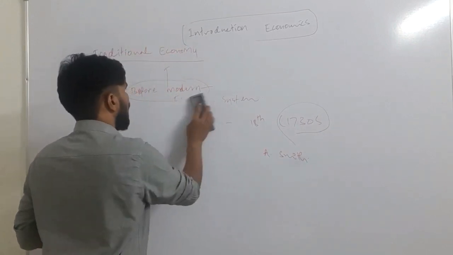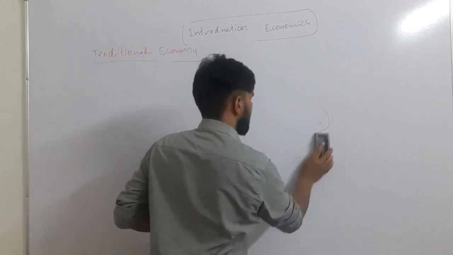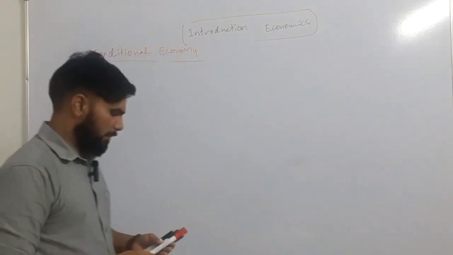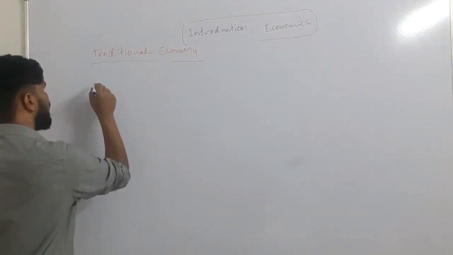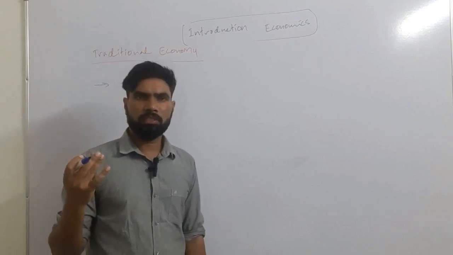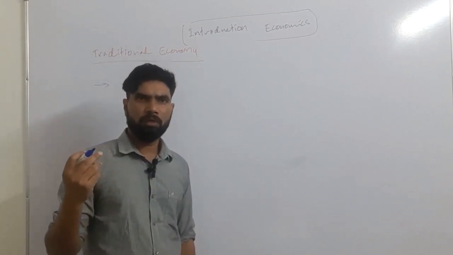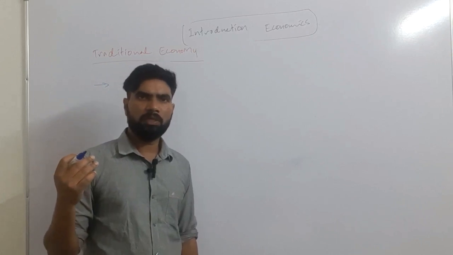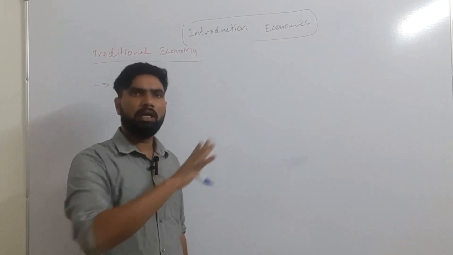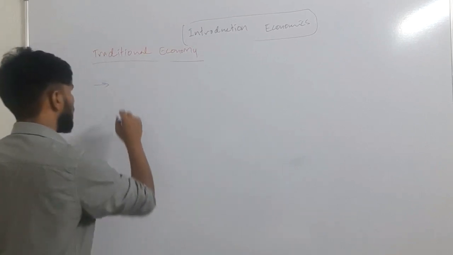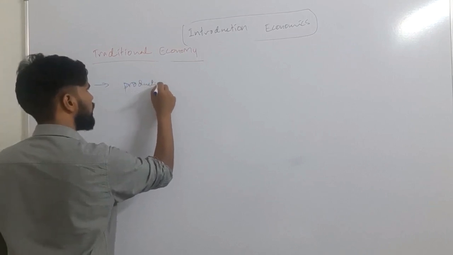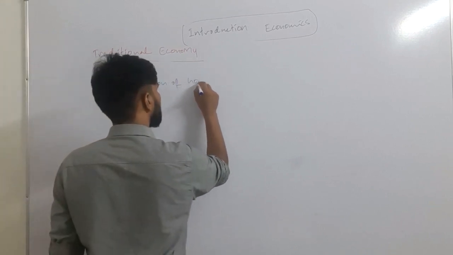We will see briefly the features of the traditional economic system. Briefly, the features are: production of goods and services will be there, distribution of goods and services will be there, and consumption of goods and services will be there. These things are common for any type of economy. So production of goods and services was there.